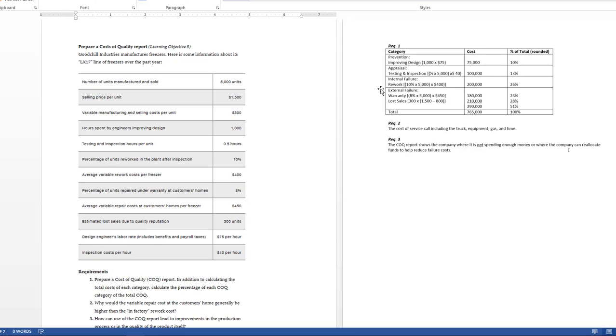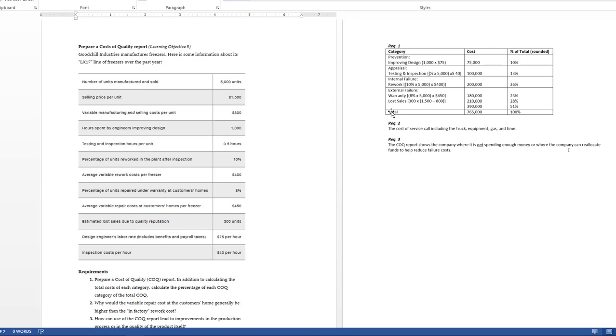All right, internal failure. So that's rework. That's where we catch it in advance before it's sold to the customer. Okay, so they tell us the average variable rework costs per freezer are 400. And then they also tell us the number of units that are reworked in the plant after the inspection. Okay, so the inspection takes place, then they have to go and rework 10% of those units. Right, so 10% of the total units of 5,000 multiplied by the average cost of rework for each one of $400. Fairly expensive there. So total cost 200,000.